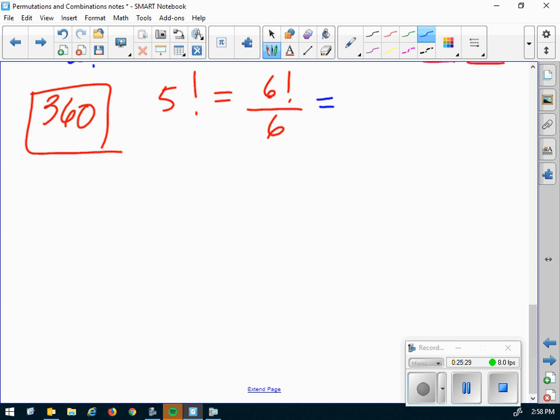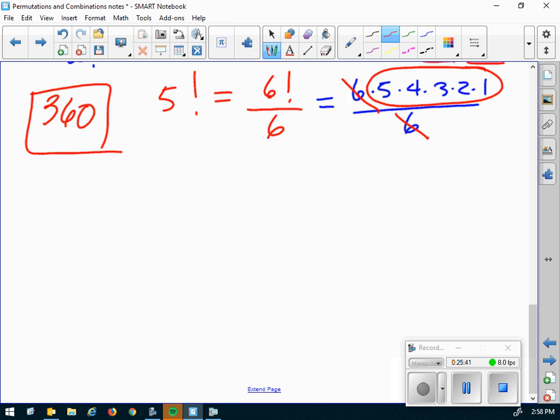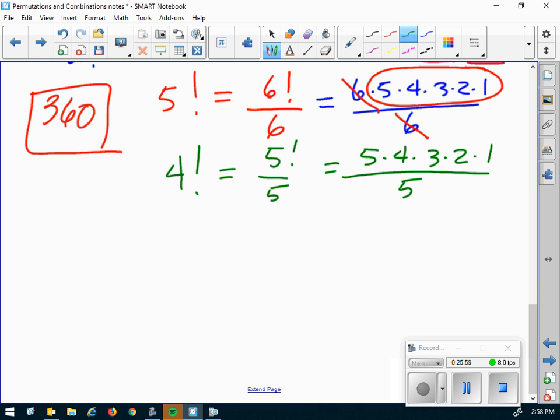6 factorial divided by 6. Well, 6 factorial is 6 times 5 times 4 times 3 times 2 times 1. And if I divide that by 6, then that's 5 factorial. So 4 factorial would be 5 factorial divided by 5, because that would be 5 times 4 times 3 times 2 times 1 divided by 5. But the 5's factor out, and that's 4 factorial.